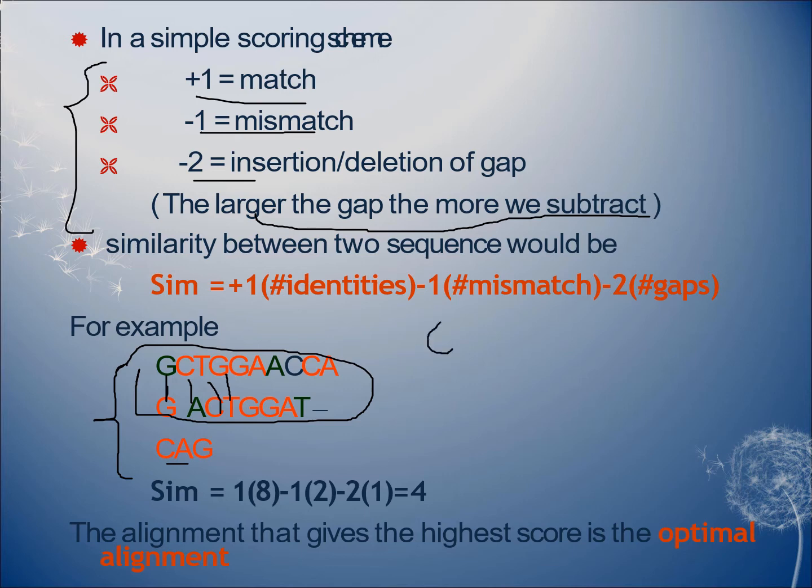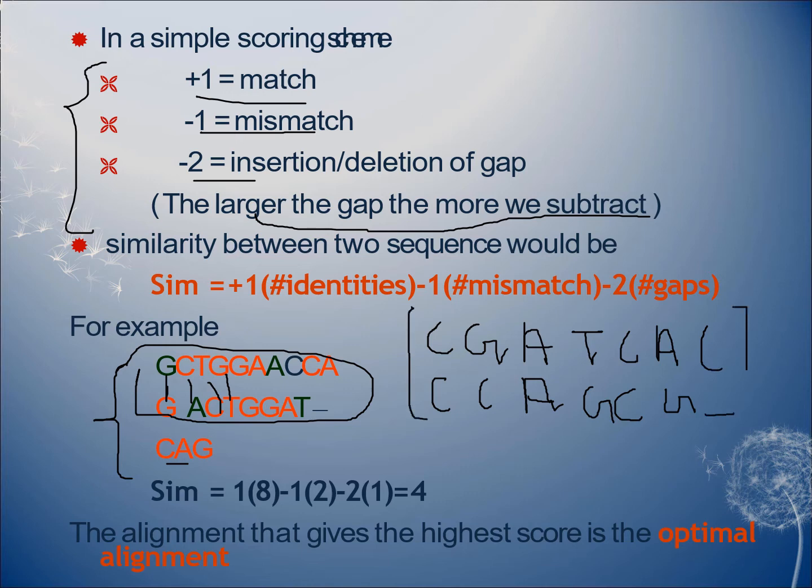Let's take this as an example: C, G, A, E, C, A. This is one sequence, and this is another sequence: C, C, A, G, C, G. Let me include one more, and here we'll leave it as a gap. Let's find the optimal score for this.